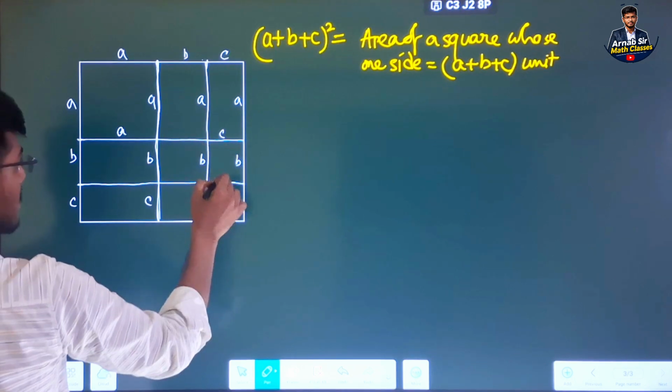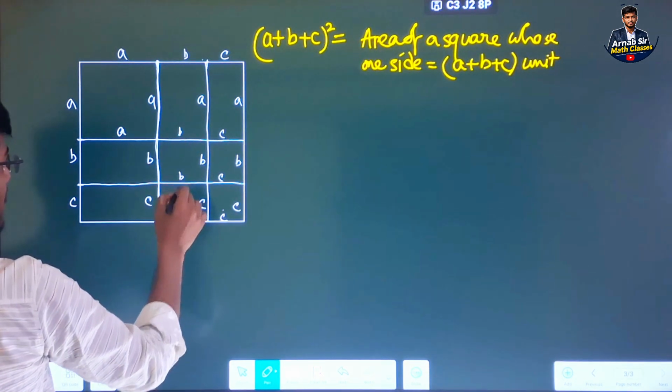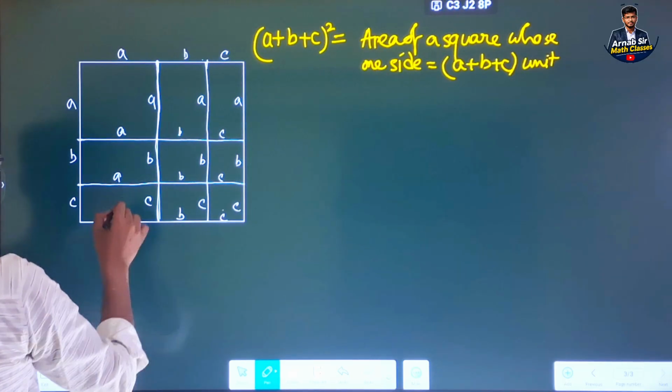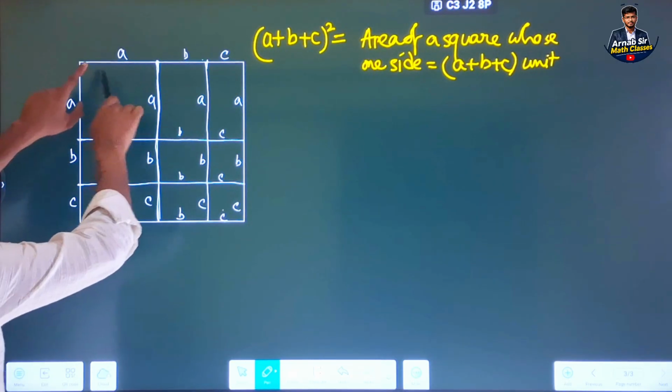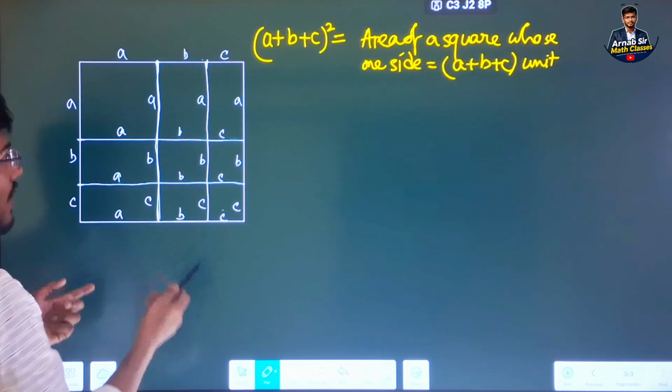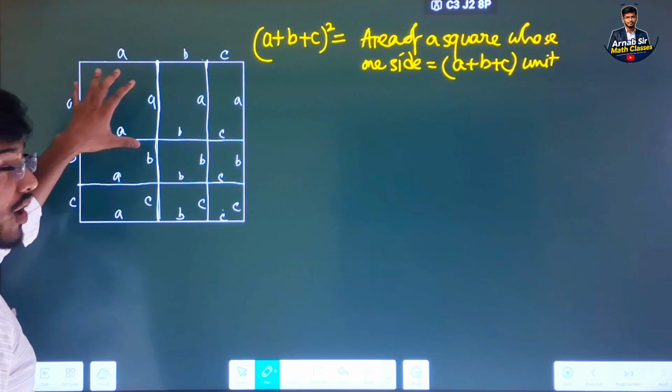If it is C, this is also C, and it is also C. If it is B, it is B, it is B, it is B. If it is A, all are A. So at first, to find out the total area, you have to add the area of 9 segments.